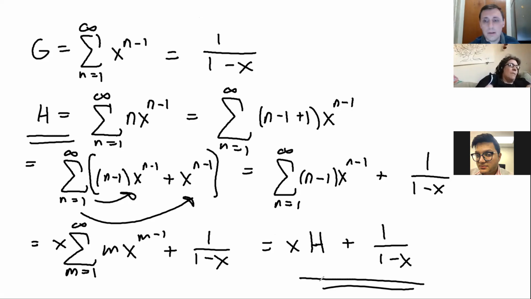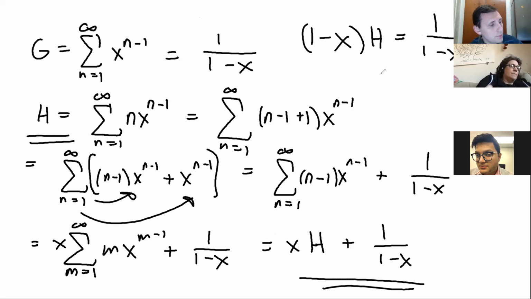And then simply move things around. Just take h minus x times h. So what you have is 1 minus x multiplied by h is equal to 1 over 1 minus x, which implies that h is equal to 1 over 1 minus x squared.